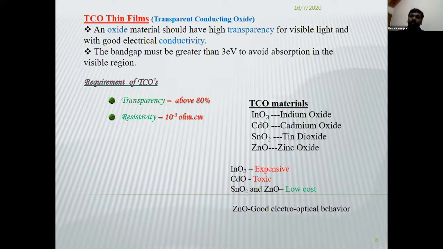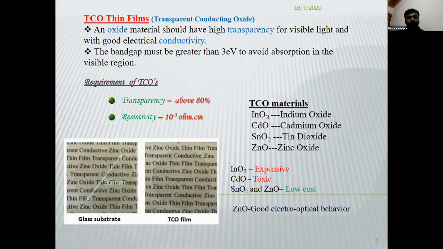There are many TCO materials, like indium oxide, cadmium oxide, tin oxide, zinc oxide, and so on. Indium oxide is one of the expensive materials compared to the others mentioned. Cadmium oxide is a toxic material. Tin oxide can change phase, like SnO and SnO2. But ZnO, zinc oxide, is a stable material, and it is low cost. So here I have chosen zinc oxide as good for TCO material.